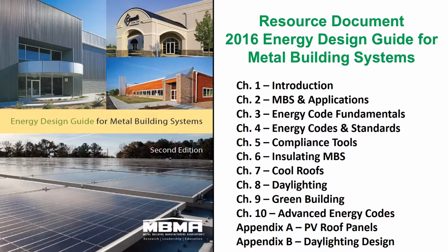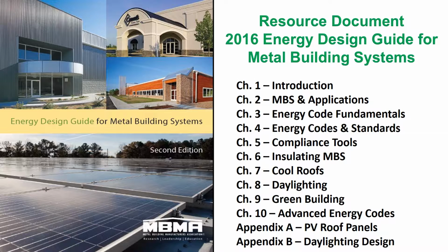The recently published Energy Design Guide for Metal Building Systems, the second edition, was released late 2016. The first edition was published back in 2010, and we recently updated to bring it up to date to today's latest codes and standards, addresses some of the MBMA research conducted as it relates to the energy code topic, and takes a look at other standards of interest and updates the provisions or the information included within the various chapters shown here on the screen.